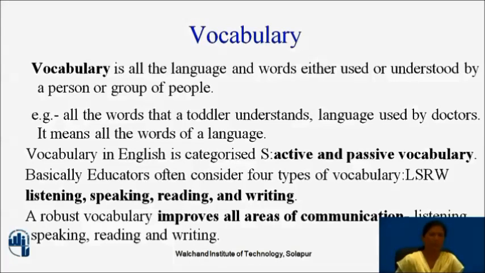So, vocabulary is all the language and words either used or understood by a person or a group of people. For example, all the words that a toddler or a child understands, or the language used by doctors. It means all the words of a language are called vocabulary. There are active and passive vocabulary. Educators often consider four types of vocabulary: LSRW, that is listening, speaking, reading and writing. A robust vocabulary improves all areas of communication.